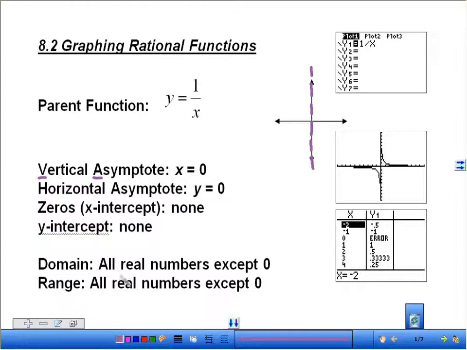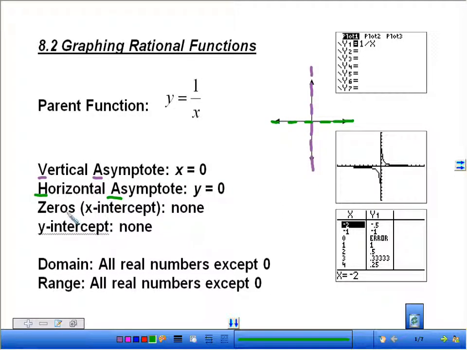The next thing I'm going to do is look for the horizontal asymptote. I can see that no matter what value I put in here for x, y will never be equal to 0. So I'm going to graph that line at y equals 0.